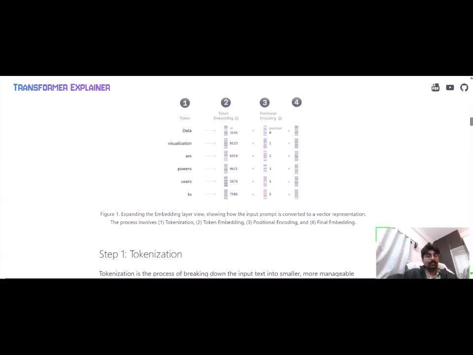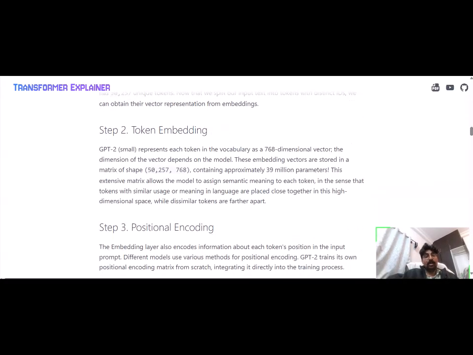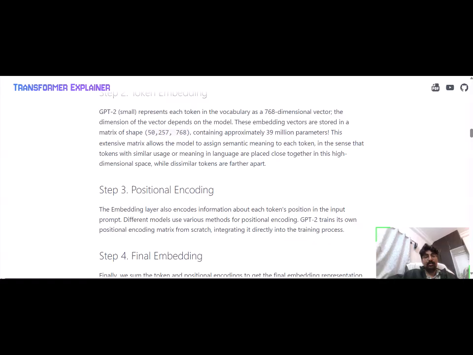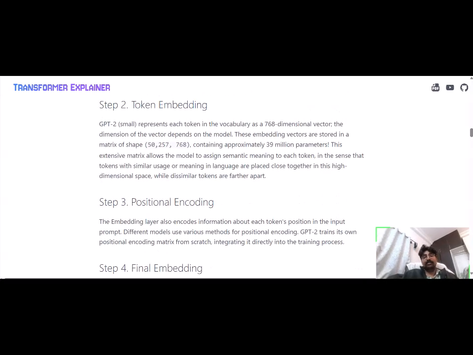So that is the second step. The third step is positional encoding. Positional encoding is also meaningful here, because the position of each input token is also important. So data position is 0, visualization 1, 2, 3. That is called the positional embedding. Each model handles positional encoding in a different way. GPT-2 is trained with its own positional embedding matrix.